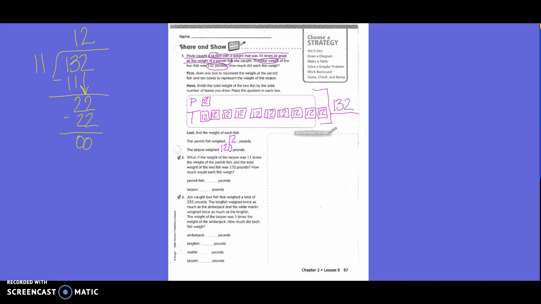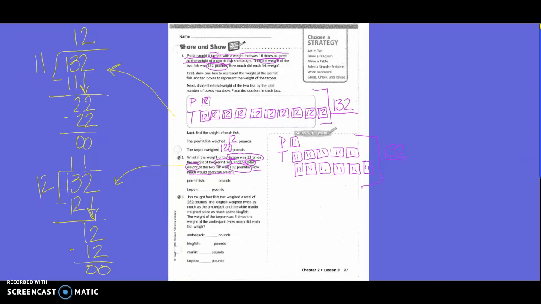What if the weight of the tarpon was 11 times the weight of the permit fish and the total weight of the 2 fish was 132 pounds? How much would each fish weigh? So, tarpon 11 times permit fish. Total weight is 132 pounds. How much would each fish weigh? Right?